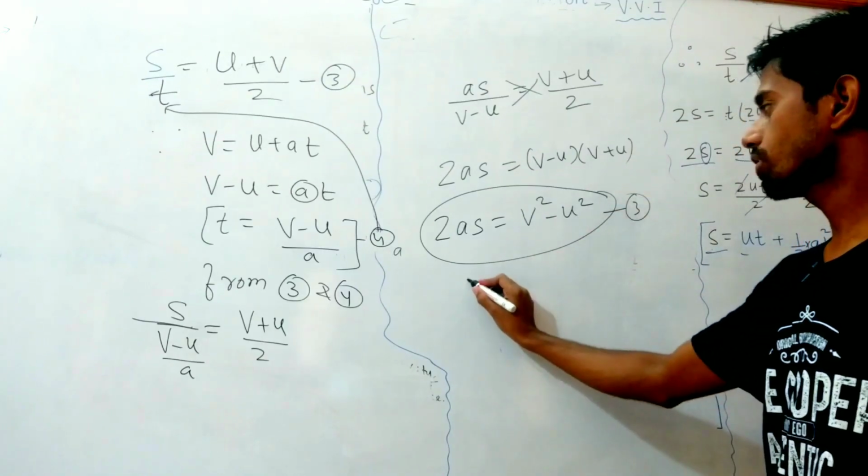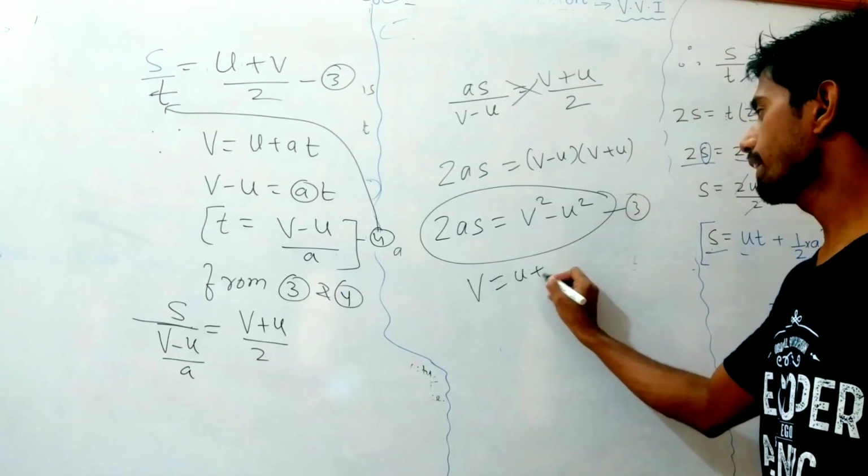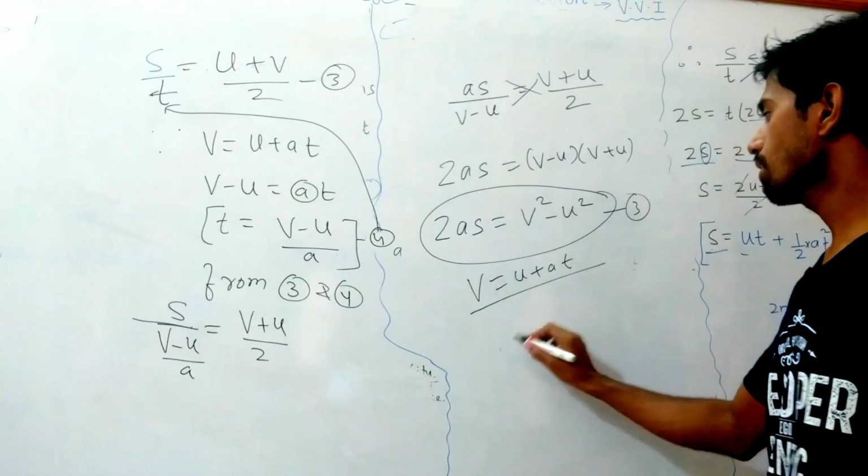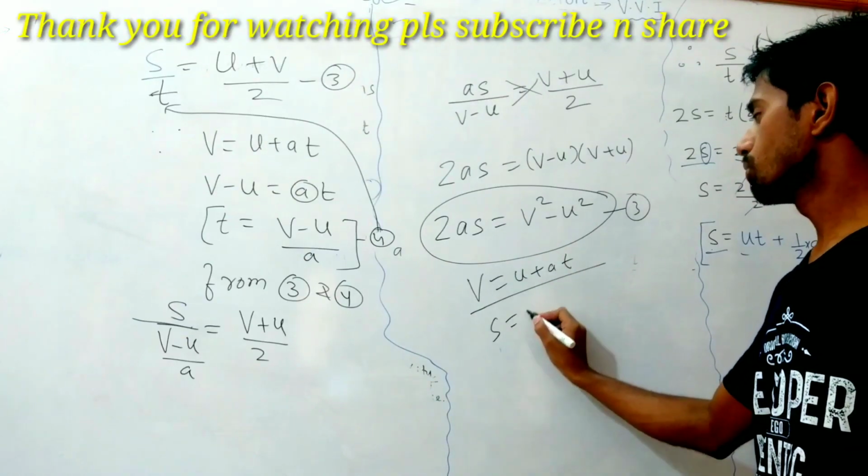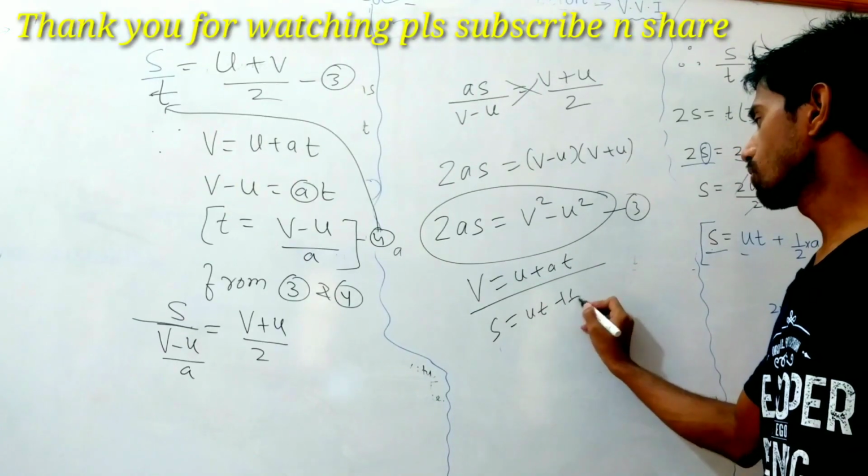What is the first equation? v is equal to u plus at. What is the second equation? s is equal to ut plus half at square.